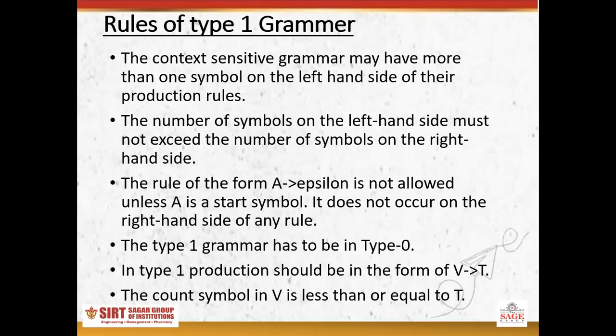Rule number 3, if A produces epsilon, it is not allowed unless A is the starting symbol. As in the previous grammar, we already saw that if A produces epsilon, then A must be the starting symbol. Number 4, type 1 grammar has to be in type 0. We all know in the Chomsky hierarchy, type 1 grammar has to be in type 0, type 2 grammar has to be in type 1 and type 0, and type 3 grammar has to be in type 2, type 1, and type 0. In type 1, production should be in the form of V produces T. We all know that the count of symbols in V is less than or equal to T.